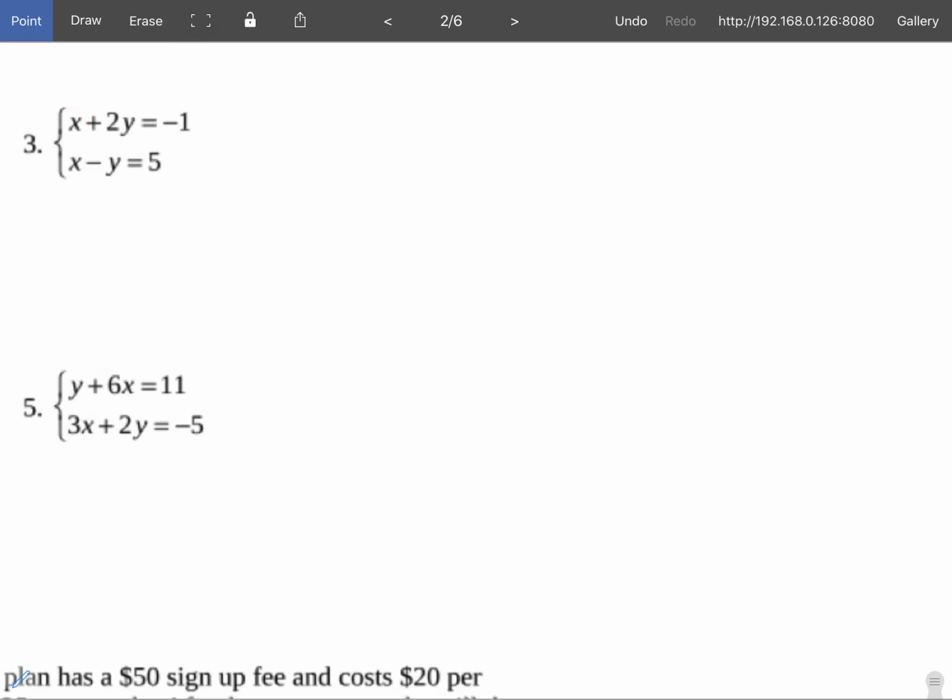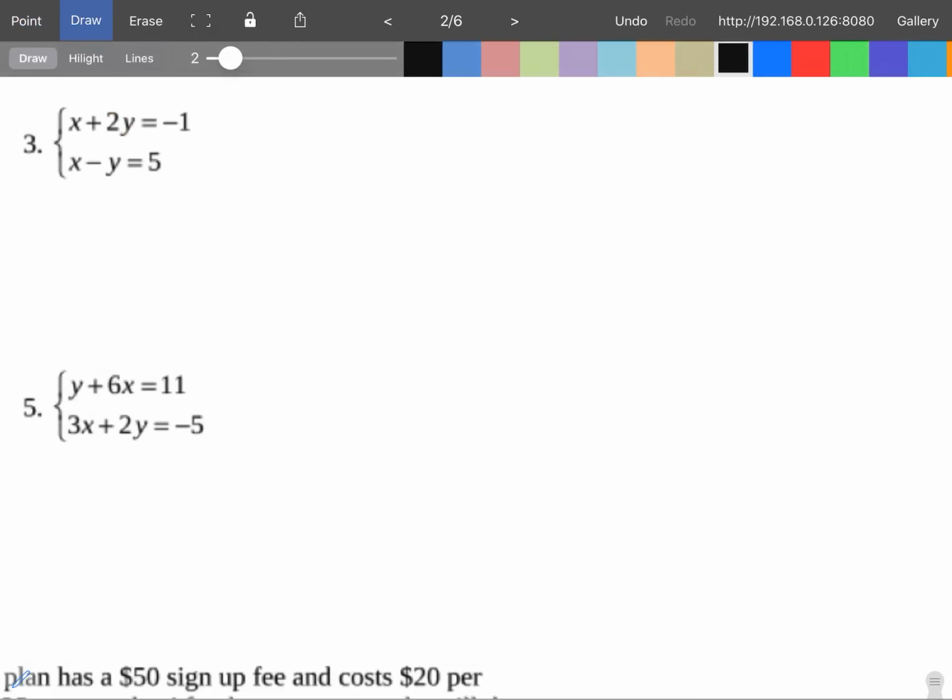There's more than one way to do it, but we want to get the x in the top equation all by itself on the left-hand side. So how do I get rid of this positive 2y right here? Do you subtract the 2y? Yes, you subtract the 2y on both sides. We're going to subtract 2y on both sides on the top equation. So we're going to go minus 2y on the left-hand side and minus 2y on the right-hand side.